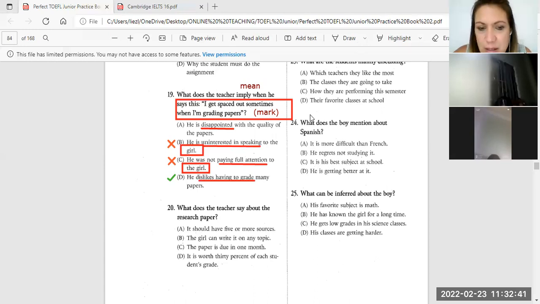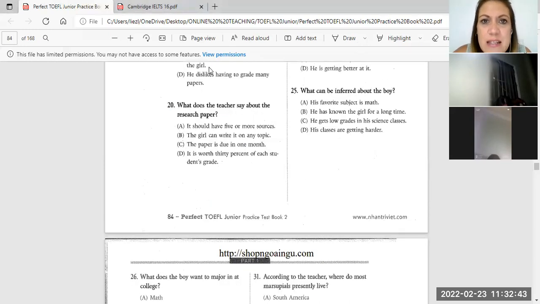Okay, let's have a look at number 20. Read number 20. What does the teacher say about the research paper? It should have 5 or more resources. So here he's talking about the resources. The girl can write it on any topic. The paper is due next month, or it's worth 30% of the grade.